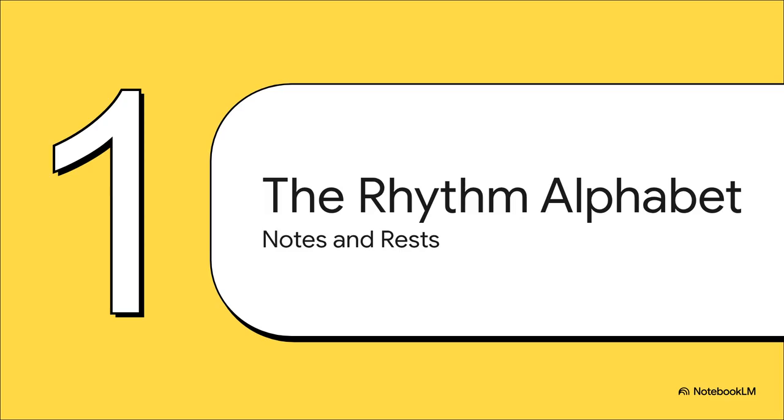So, where do we even begin? Well, like with any language, we have to start with the alphabet. And in the language of rhythm, our alphabet is made up of notes, which are sounds, and their silent partners, rests. These are the absolute basics.